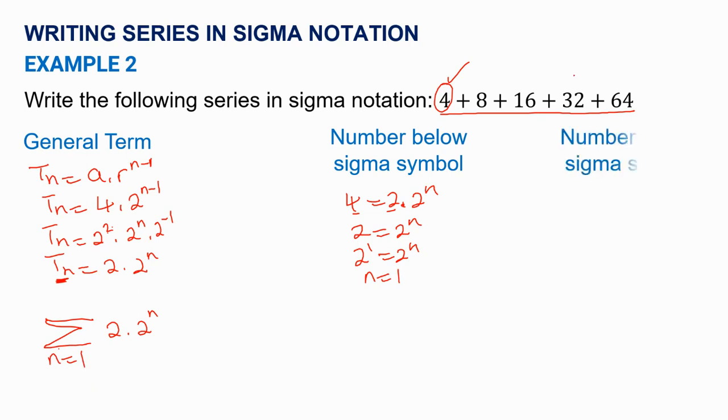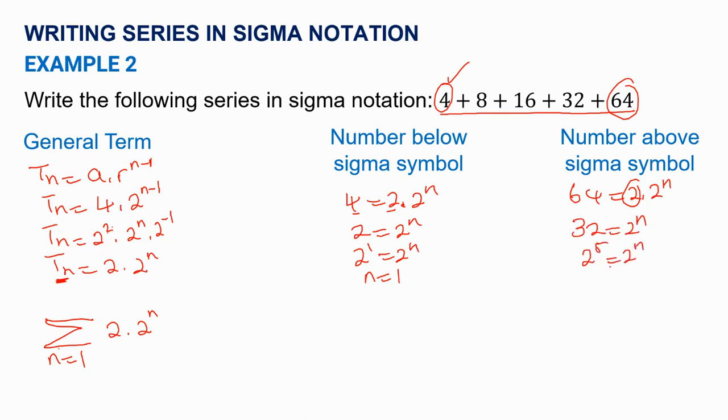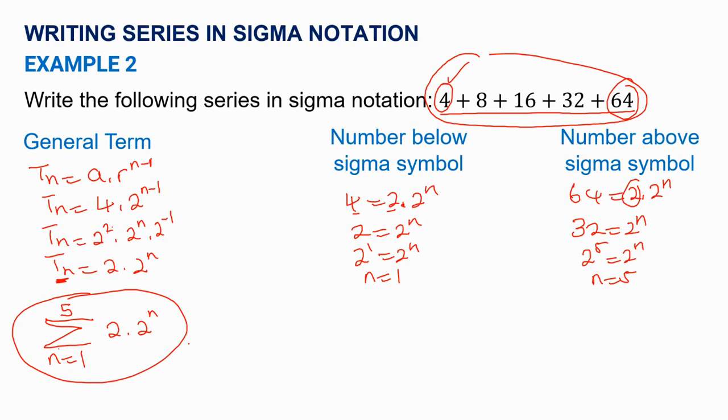Then just find the number above the sigma symbol. It will come from the last term. So 64 is equal to 2 times 2 to the power n. Divide by 2 on both sides of the equation: 32 is equal to 2 to the power n. Then 2 to the power 5 is equal to 2 to the power n. Therefore, n is equal to 5. So the top number will be 5. So this is this series in sigma notation.